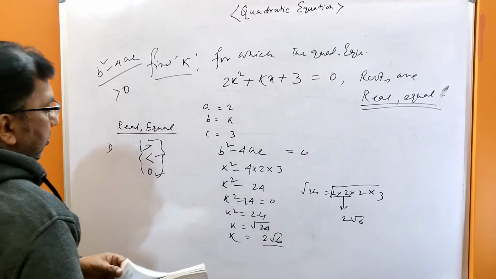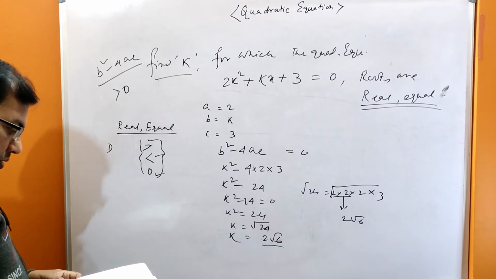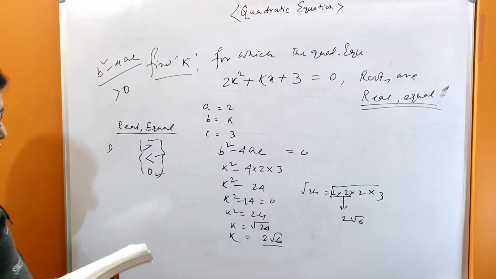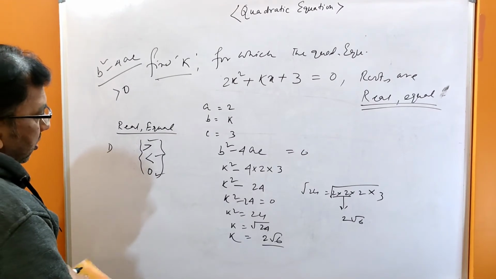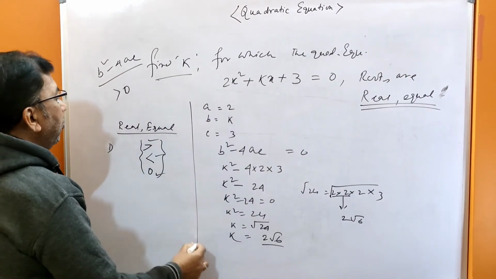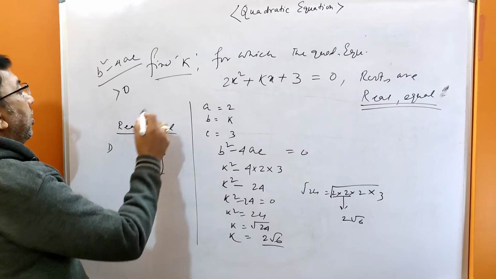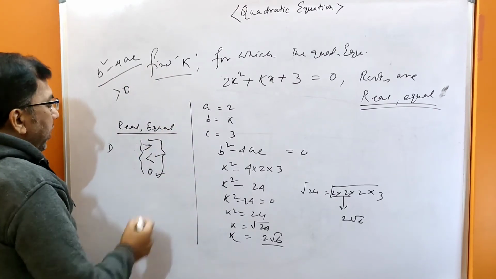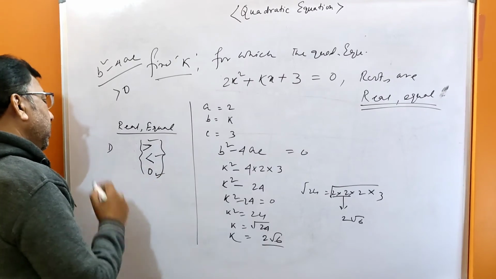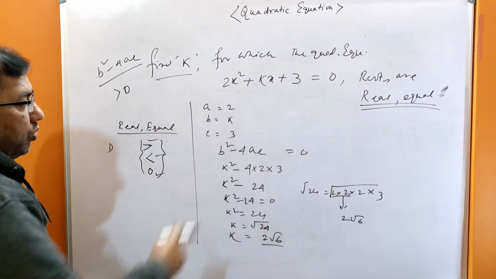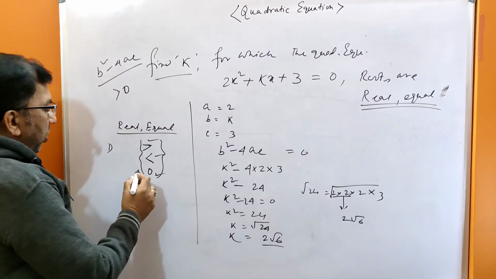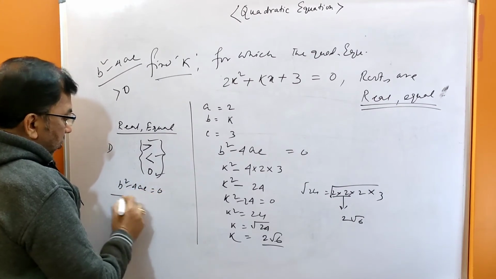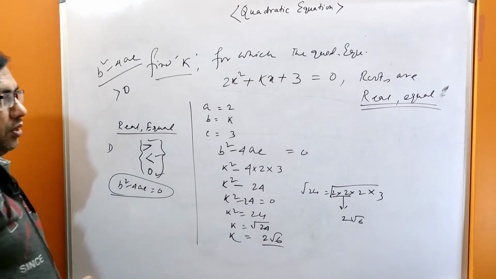So what is the answer? K value? What is the answer? 2 root 6. Yeah. But you have to know the relation. What? When b square minus 4ac will be greater than 0, when less than 0, and when equal to 0. It is real and equal. So it will always be b square minus 4ac equals to 0 for real and equal roots.